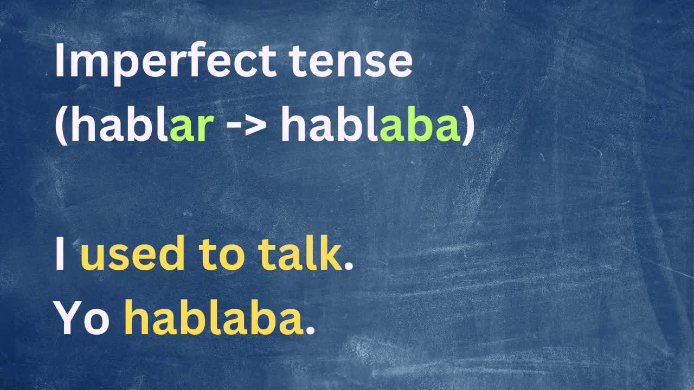For example, let's take the same verb we used earlier, hablar. To say I used to talk in Spanish, you would say, Yo hablaba. Notice that we removed the -ar ending and added the appropriate imperfect ending for the subject yo, which is aba.